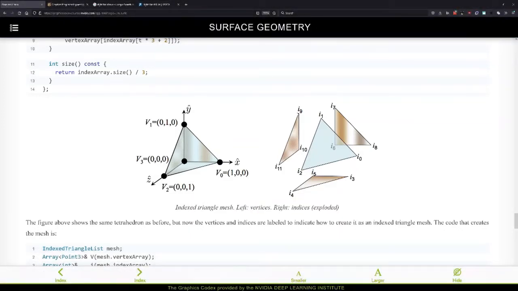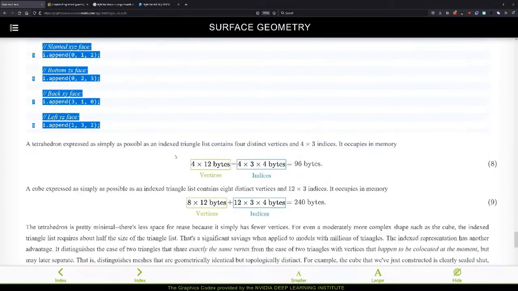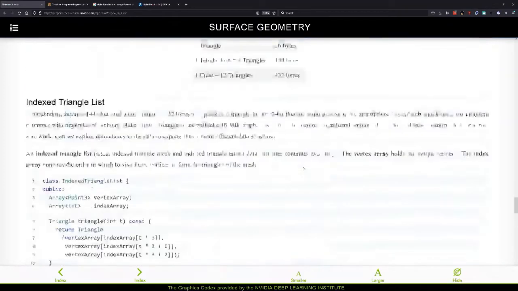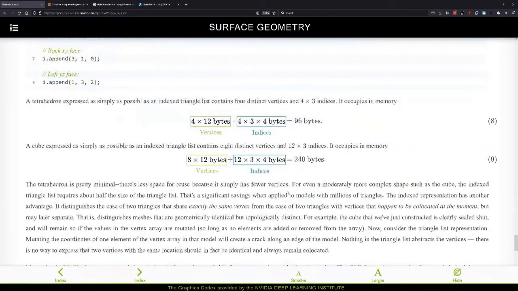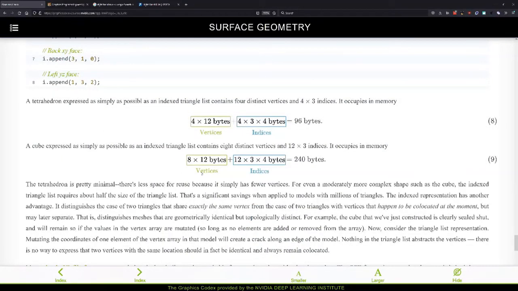Yeah, so the indexes, but the actual points are over here, and then the indexes to use them. This is just to create a tetrahedra, we add the points, and then we append the faces as we need them. And we can compare the size. It's a lot less. 96 for a tetrahedra versus 144. And then for a cube, we have 240 bytes versus 432. And the more common vertices in a mesh, the more savings you get, because the vertices are a lot more costly than the indices. A triangle is 12 bytes per index, or per triangle in the index buffer.